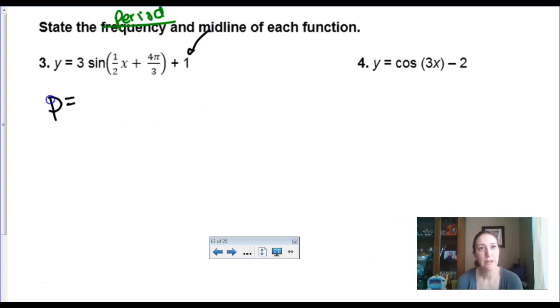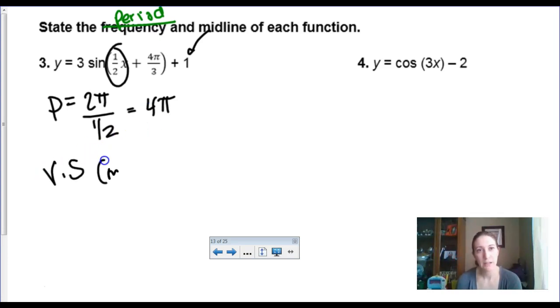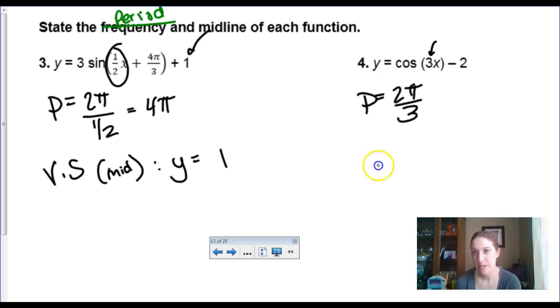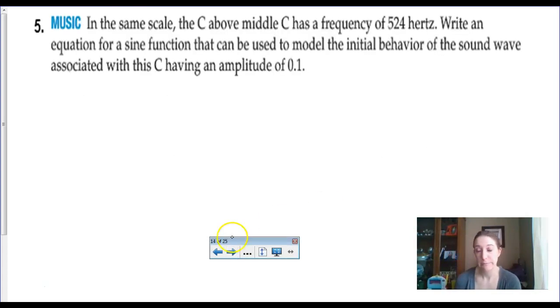So the period is 2 pi divided by, see how there's a b value we'd have to factor out of there, so 2 pi divided by 1/2 would be 4 pi, and then the vertical shift, or the midline, would be the line, excuse me, y equals 1. Similarly here, the period is 2 pi over, there's a b right there, so 2 pi over 3, and the midline, vertical shift, would be y equals -2. Wow. Easy set of questions.